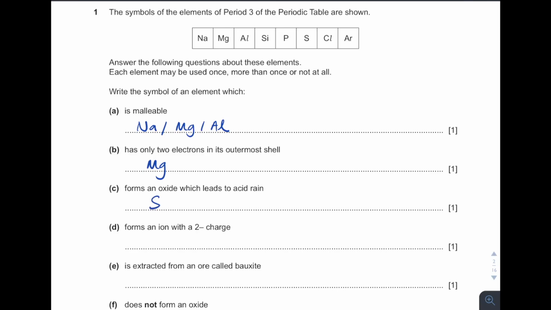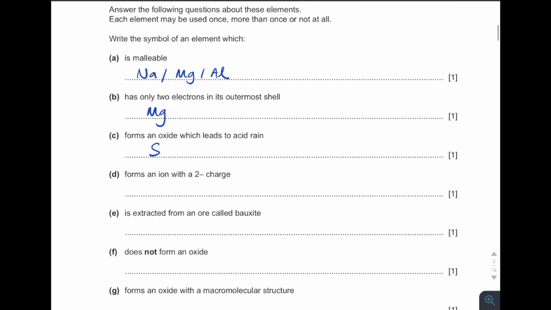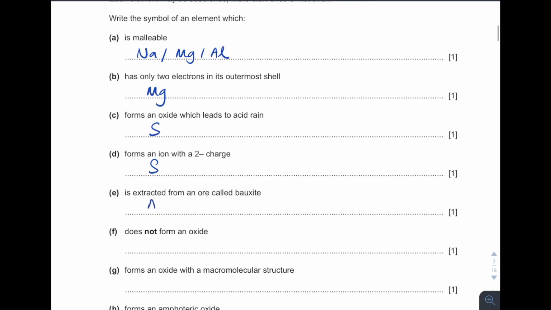Ions with a 2- charge, from group 6. Because group 6 has 6 valence electrons, they need to gain 2 electrons and become 2-. Okay, bauxite, remember, bauxite is aluminium oxide.